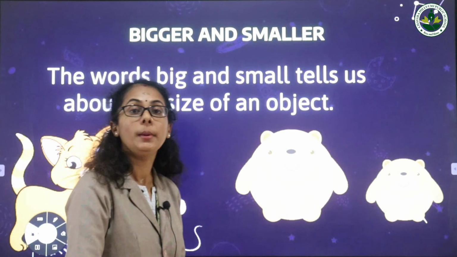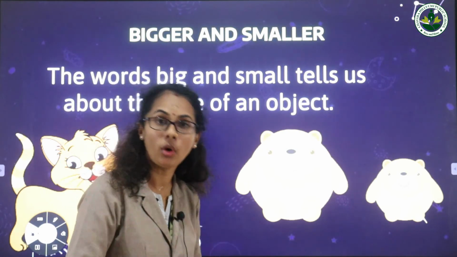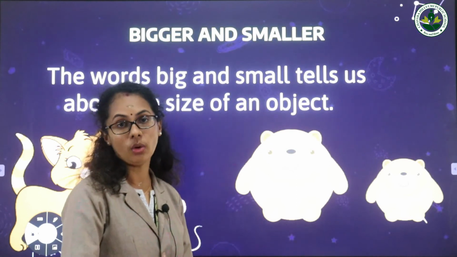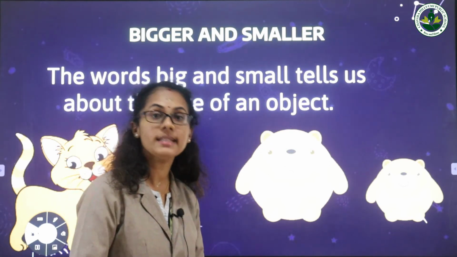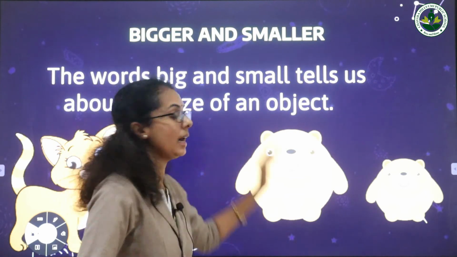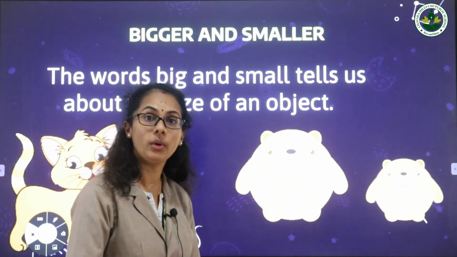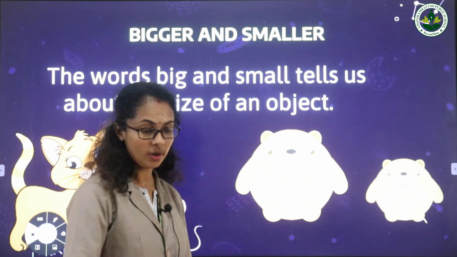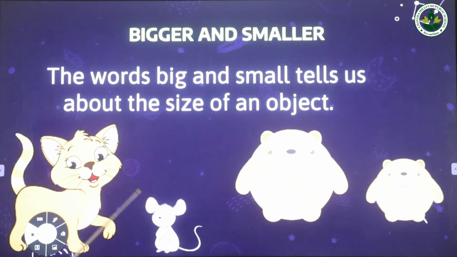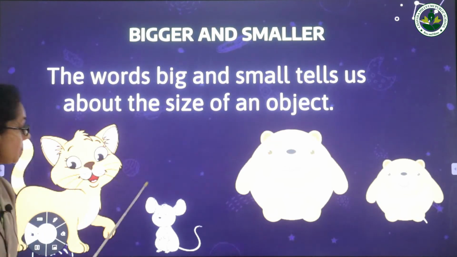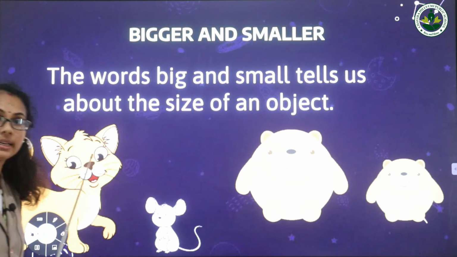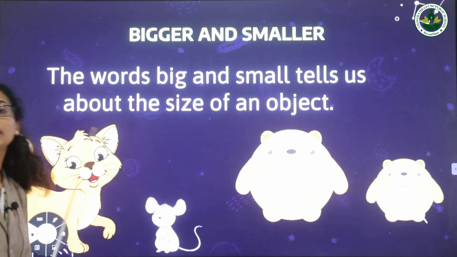The second one is bigger and smaller. The words big and small tell us about the size of an object. Listen to this picture. These two, which one is bigger and which one is smaller? This one is bigger and this is smaller.